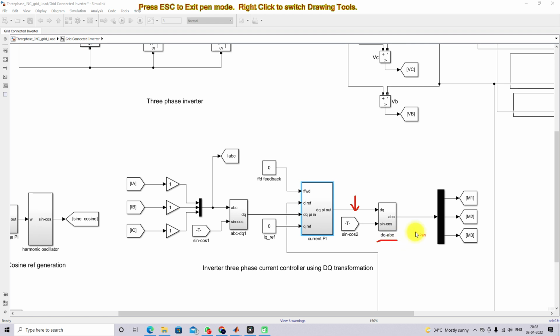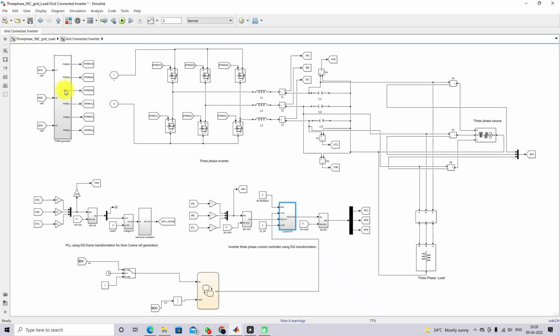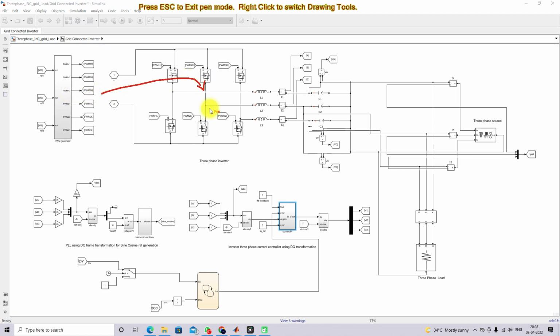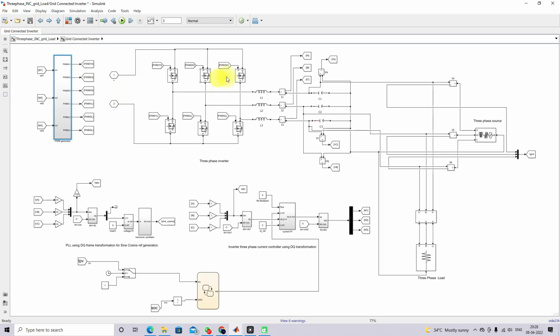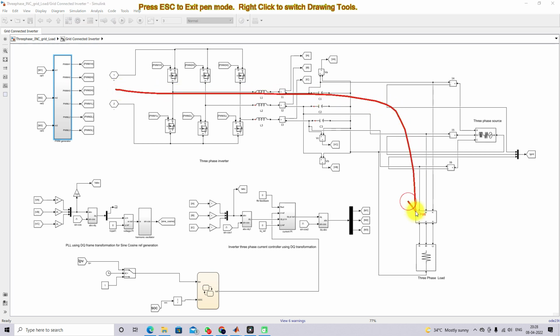Based upon this modulation index M1, M2, M3, we are generating pulses. Here we are applying the PWM generator. This pulse is going to control this 3-phase inverter. Here we are using a 3-phase PWM generator, which generates the pulses for that 3-phase inverter. Based upon this current reference, this inverter will take the power from the solar PV battery system to the load as well as the grid.